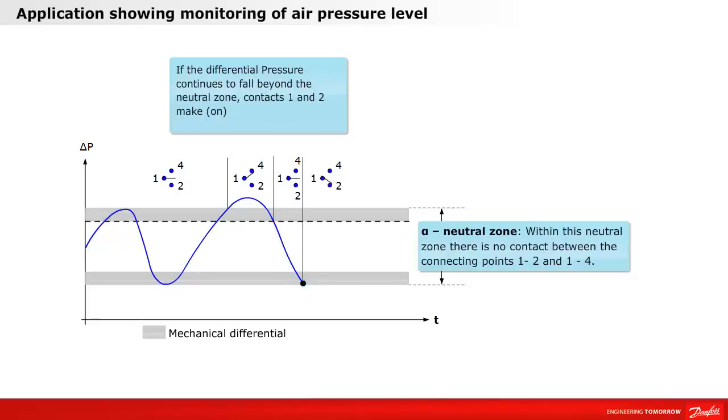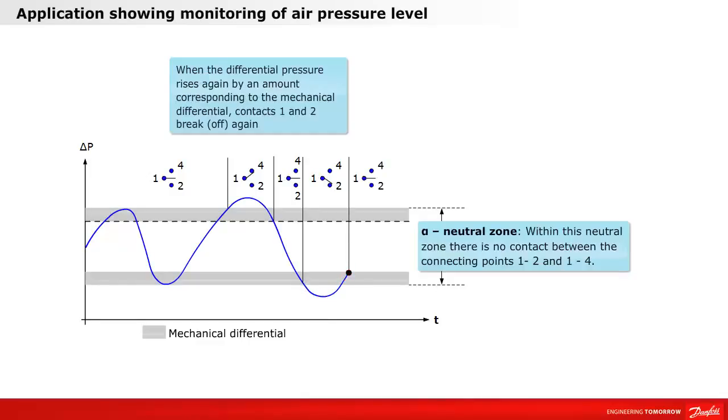If the differential pressure continues to fall beyond the neutral zone, contacts 1 and 2 make. When the differential pressure rises again by an amount corresponding to the mechanical differential, contacts 1 and 2 break again.